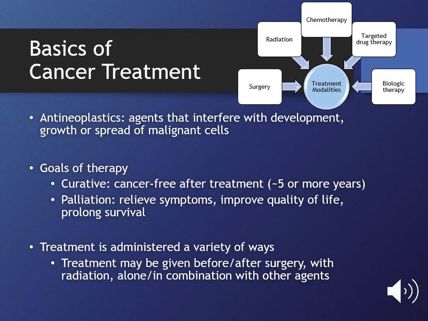We sometimes give 2 or more agents together, and usually, if we do this, we try to include drugs that have different mechanisms of action and or different dose limiting toxicities. So for instance, one drug might have a dose limiting toxicity of myelosuppression, whereas the other drug might have a dose limiting toxicity of neuropathy.